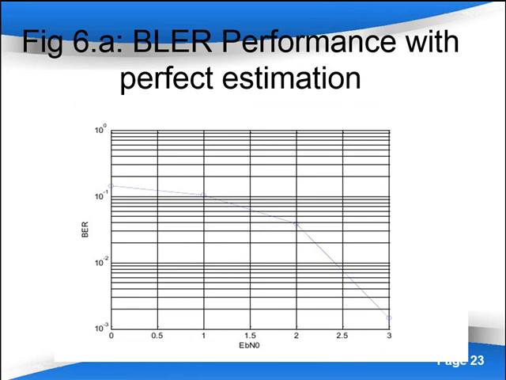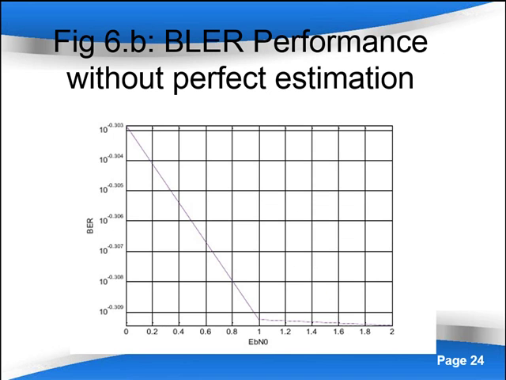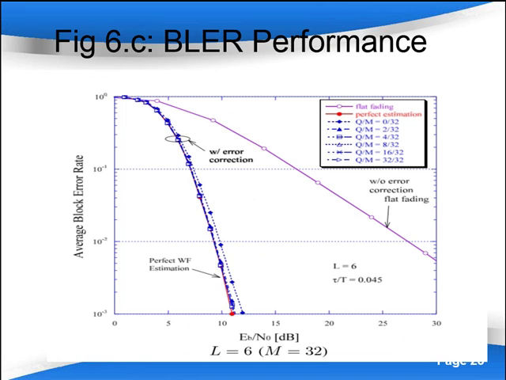Figure 6a and b show the block error rate, BLER, performance of QPSK of the OFDM system with perfect estimation and without perfect estimation. From the figures, it is obvious that correct estimation is important for avoiding error propagation. And figure 6c shows the results from the original paper.